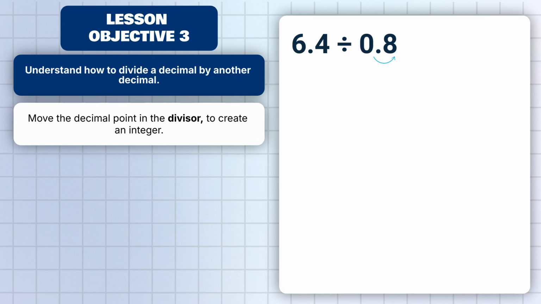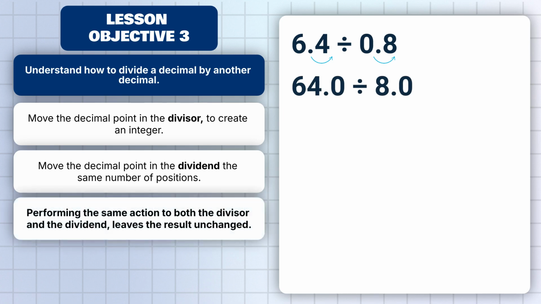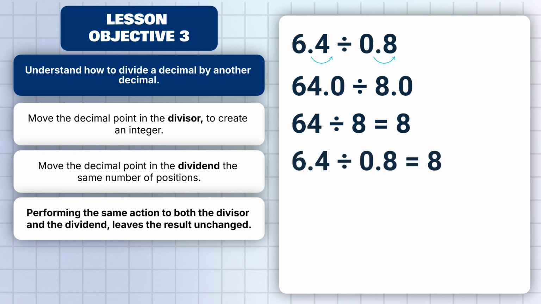To make sure the final value remains the same, we have to move the decimal point in the dividend, which is 6.4, the same number of places to the right. This will make it 64. Performing the same action to both the divisor and the dividend leaves the result unchanged. Now 64 divided by 8 is equal to 8. So our final answer of 6.4 divided by 0.8 is 8.